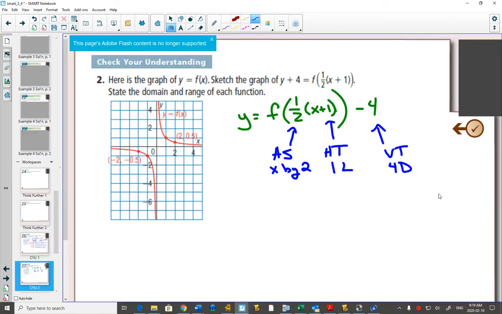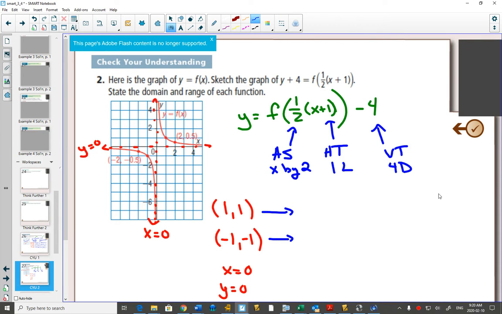Okay. On this original graph, I'm going to take a couple of points. I'm going to take (1, 1). I'm going to avoid (2, 0.5) because it's a fraction. I'm going to take (-1, -1). And I'm also going to look at my asymptotes. This equation has an asymptote at x equals 0 and at y equals 0. And I'll show you how to do the asymptotes after we're done the points.